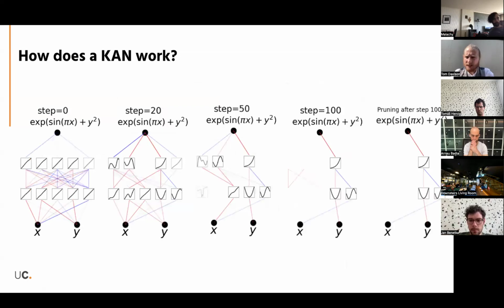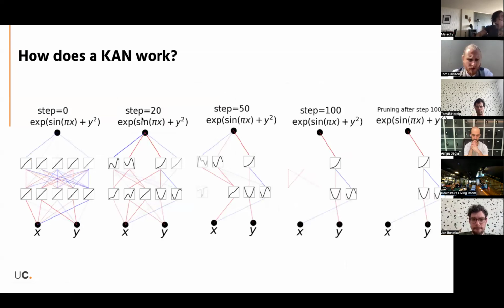So what does this actually allow us to do? And this is where I hope you see what the benefits are. Let's say we're trying to represent a more complex function, which is e to the sine of pi x plus y squared. Now, if we don't give the model this equation, we're just going to give the model the inputs and the expected output from this function. And we start to train on that.